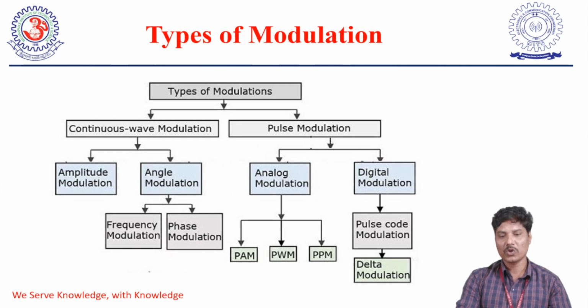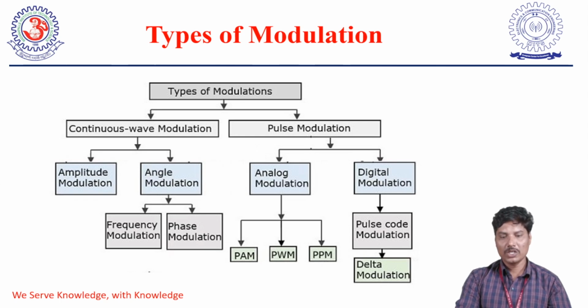One is continuous wave modulation, another one is pulse modulation. What is continuous wave modulation? In continuous wave modulation, the carrier signal used to carry the information of the modulating signal is a continuous wave. In pulse modulation, we use a carrier signal that is a train of pulses. These trains of pulses are used to carry the information of the message or modulating signal. Therefore, based on the carrier wave, we have two types of modulations: continuous wave modulation and pulse modulation.